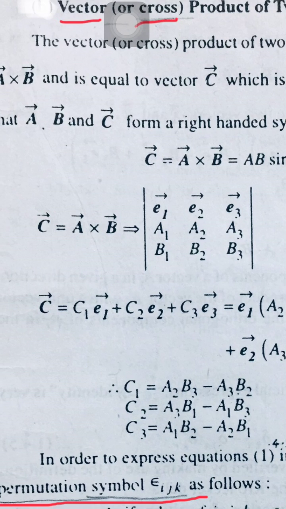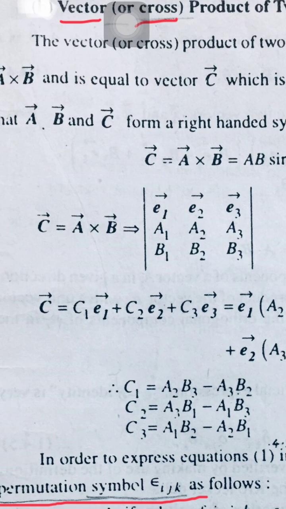So E1, E2, E3, and in the second row, the components of A, if it is in three dimensions, are A1, A2 and A3, and the same components of B are B1, B2, B3, represented in the determinant notation: E1, E2, E3, A1, A2, A3 and B1, B2, B3. We know that C is a vector quantity, so C must be written in the form C1 E1 plus C2 E2 plus C3 E3. And in earlier classes you have written C1 i plus C2 j plus C3 k.